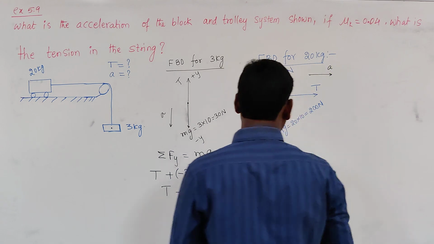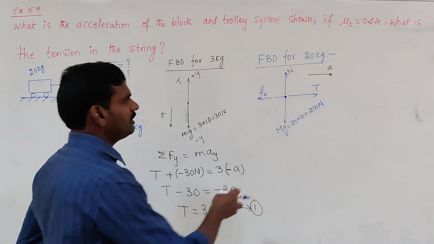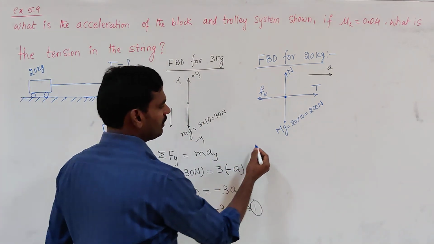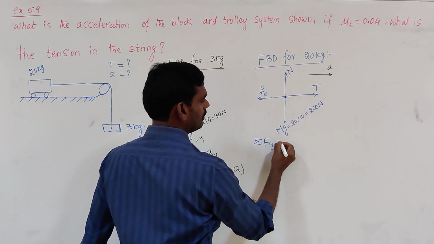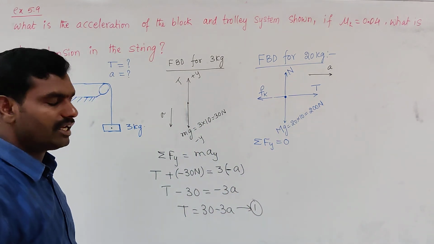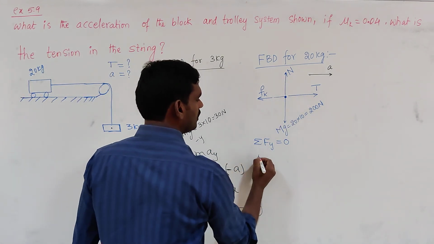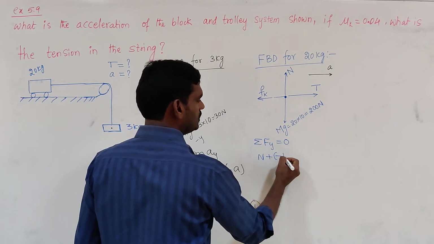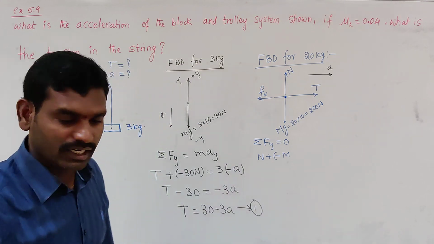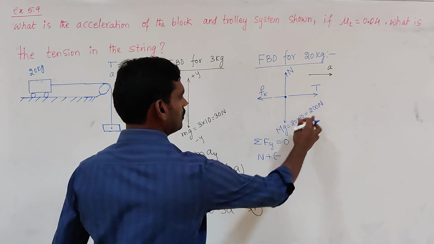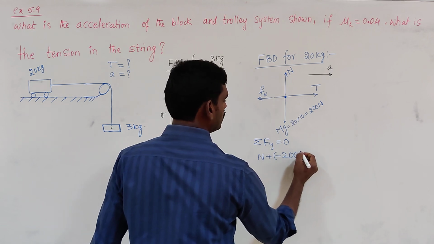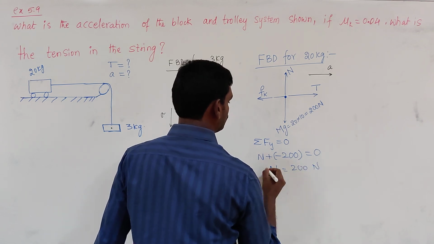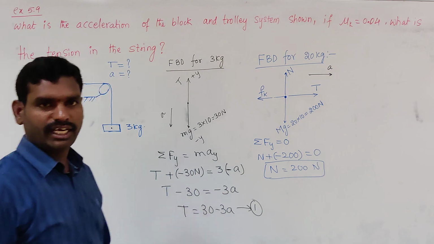Now we need to apply conditions. Here there is no motion along the y-axis. The object is not moving in the y direction, so sigma Fy equal to 0. The object is in equilibrium along the vertical direction. The summation of forces acting along the y-axis: N plus or minus mg equal to 0. Here capital Mg is 20 newtons. N minus 20 newtons equal to 0, so normal force equals 20 newtons. We got the normal force as 20 newtons.